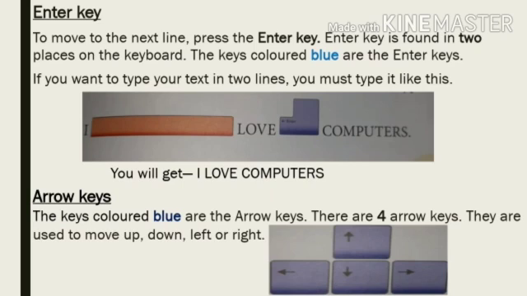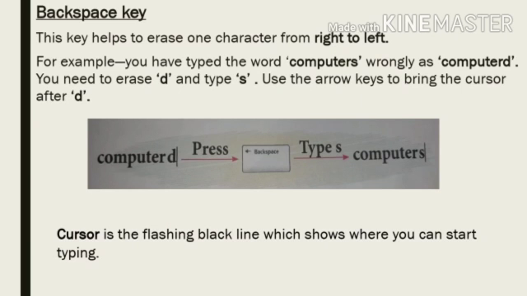Next you have arrow keys. The keys colored in blue below are the arrow keys. These are 4 in number. They are used to move up, down, left or right. Next special key is backspace key.